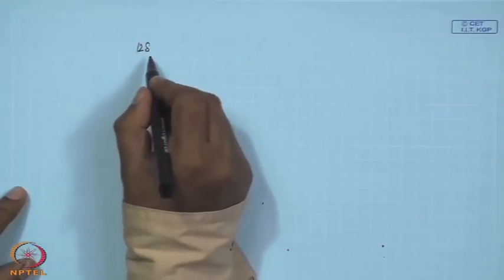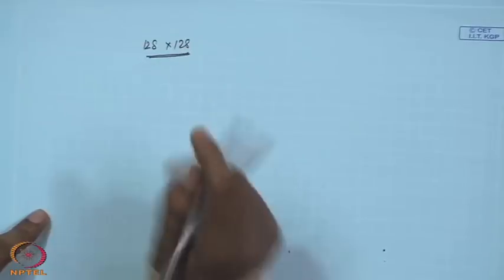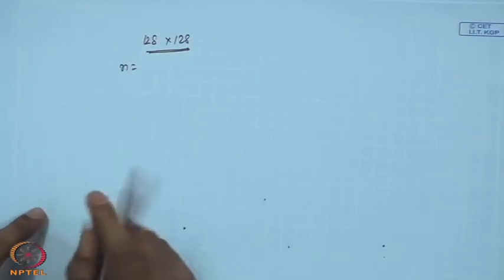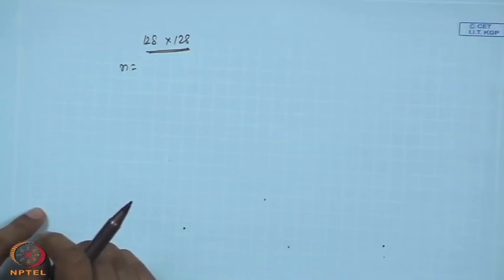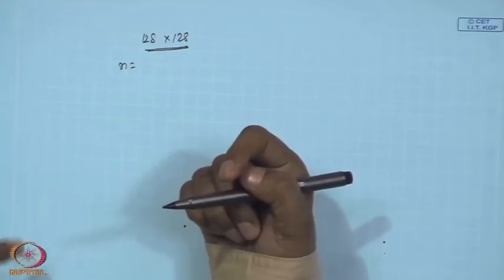So each image is of size 128 cross 128, so we have 128 into 128, this much data. What is this 128? 128 into 128. I understand, but this is a matrix, 128 cross 128. What about n? What is n? Total observations. Total is 128 into 128 into 128. So these many observations are there. It's quite a large object.